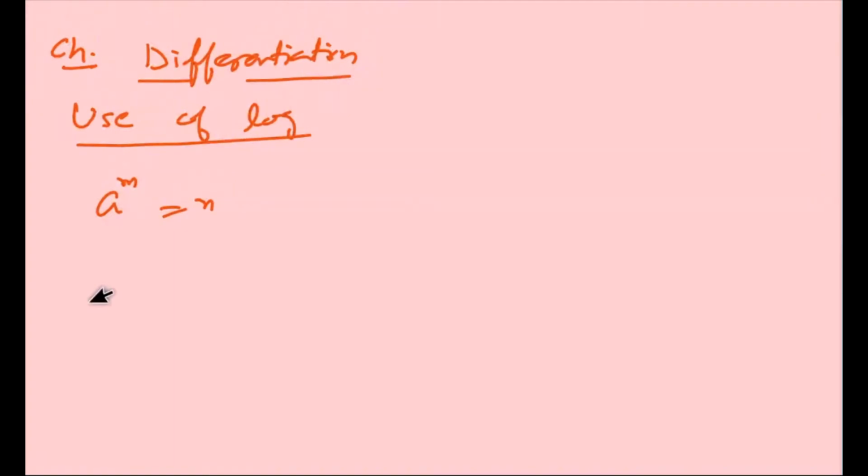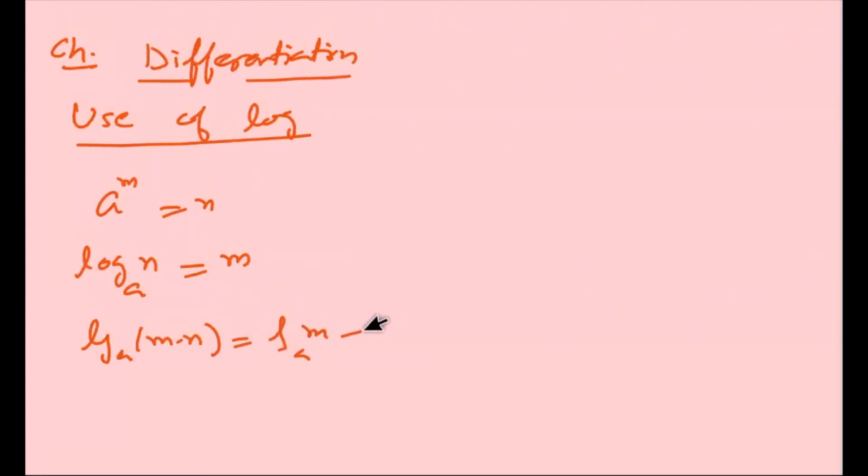What do you mean by this? It is the exponential form. Okay, a is the base, m is the index, n is the value. And now you can write a to the power m equal to n as log of n at base a is equal to m. And you know the product formula of any base: log of m into n at base a, you can write as log m at base a plus log n at base a. And you know the division formula: log of m by n at base a is log m at base a minus log n at base a.